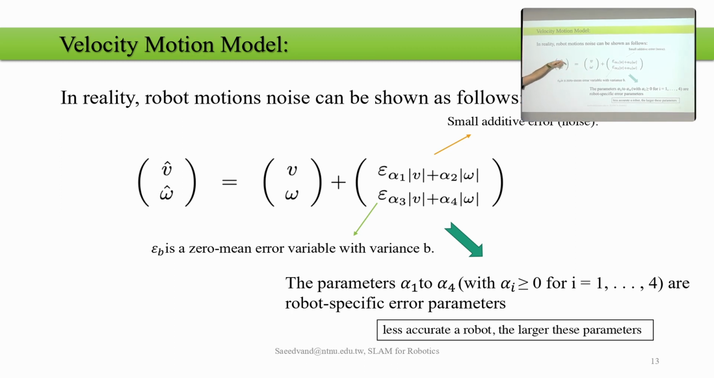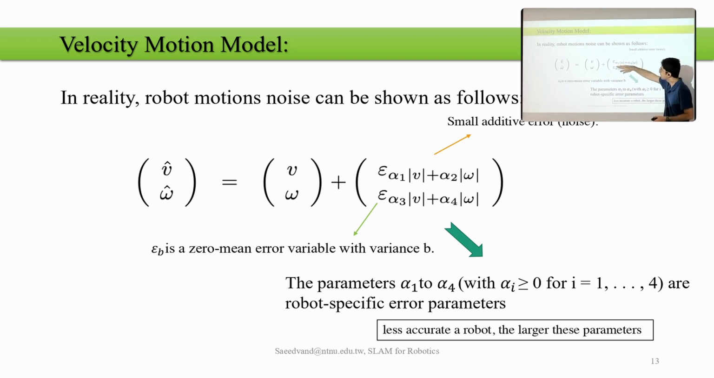We can write v hat and w hat as new variables based on V and W. We have new variables v hat, w hat that also include the error, that also include the noise, just by adding some noise, simply. For v, we can add this noise over there. That is epsilon alpha 1 and epsilon alpha 2, based on the translational and rotational error that we have.